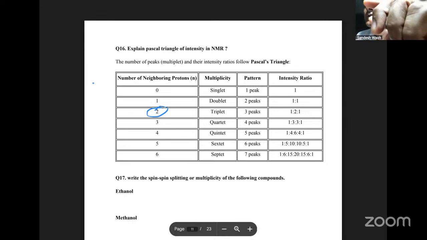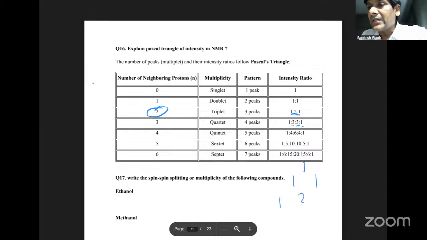Add 1 and 2, so this will be 3. 2 plus 1, 3, 1. Now here, if I write 1, 1:1, now write 1, add the two together and write 1. So this is this way. Now write 1, add 1 and 2, that is 3, 2 and 1, 3 and 1. Again, write 1, add 1 and 3, 4, 3 and 3, 6, 3 and 1, 4, and write 1.